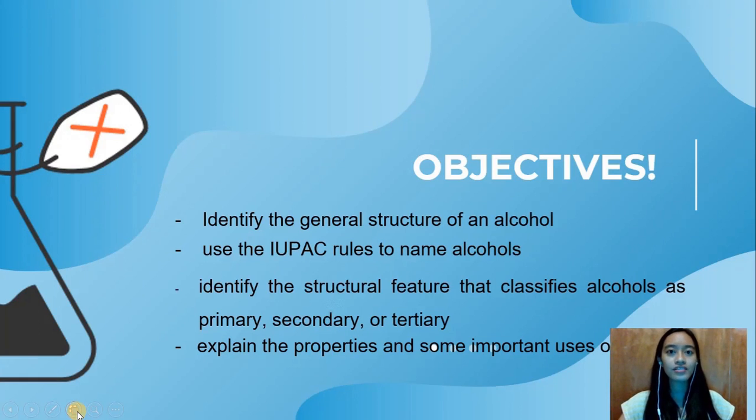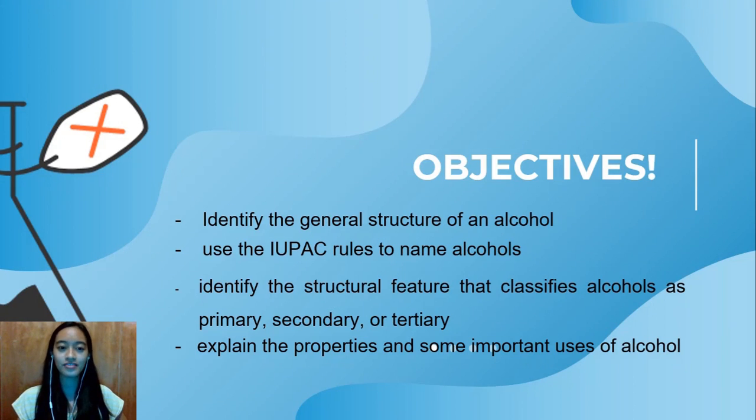Okay, so for this session, we're going to have a few objectives. The first one, identify the general structure of an alcohol. Then use the IUPAC rules to name these alcohols systematically. And then we also have to identify these structural features classifying alcohols as primary, secondary, or tertiary alcohols. And then for the fourth one, we will explain some properties and some important uses of alcohol.